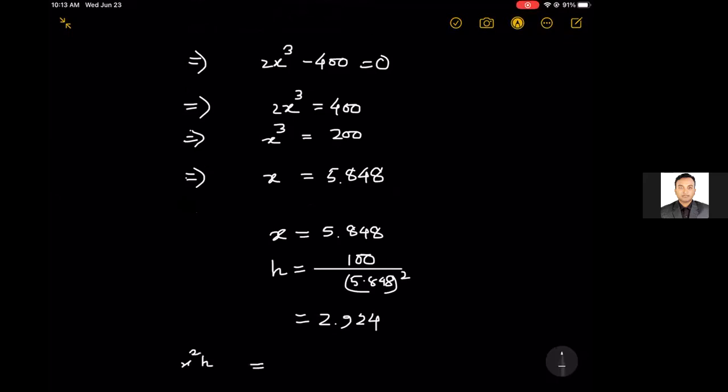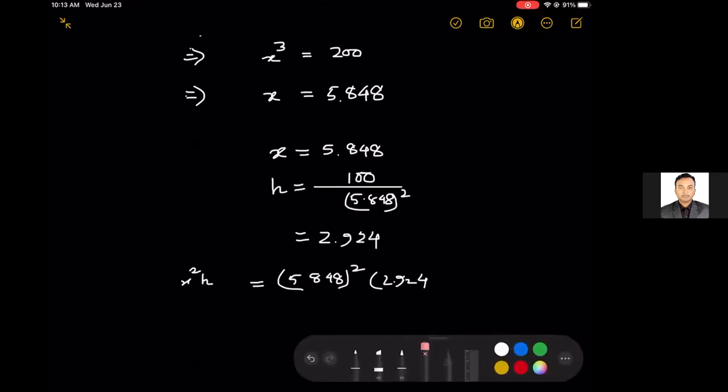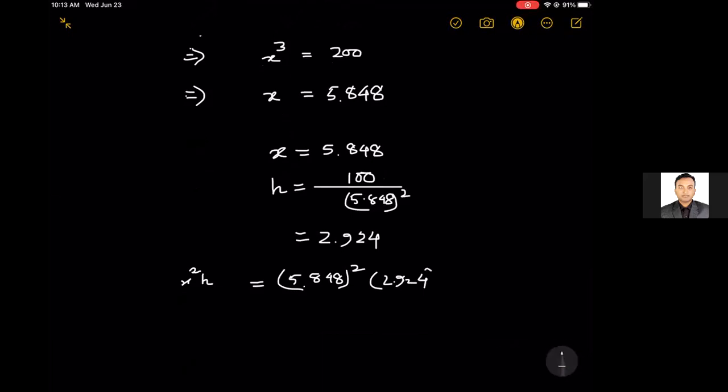So we know the volume is x squared times h. So if you just square 5.848 and multiply it with 2.924, you should get 100. Can you cross check whether or not you get 100? I got 99.9, so pretty much, yeah. Exactly, because we are dealing with decimals, so it makes sense. So that means we are doing it fine. Our answer is right.